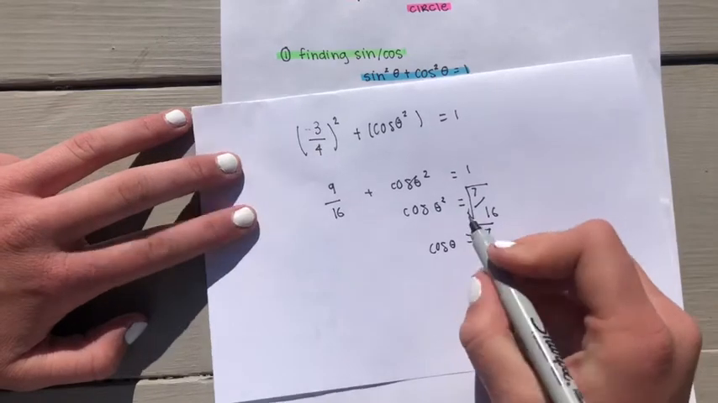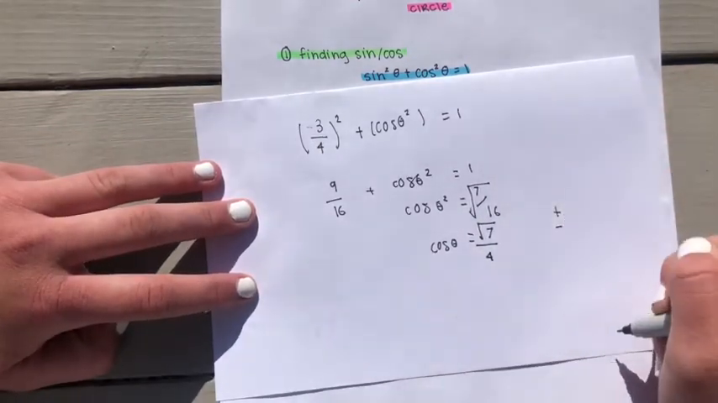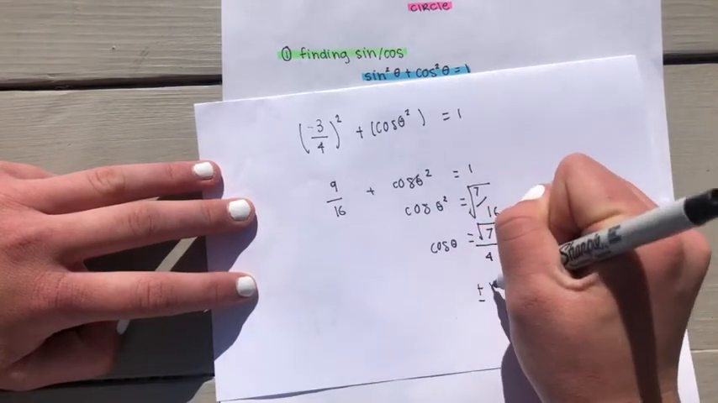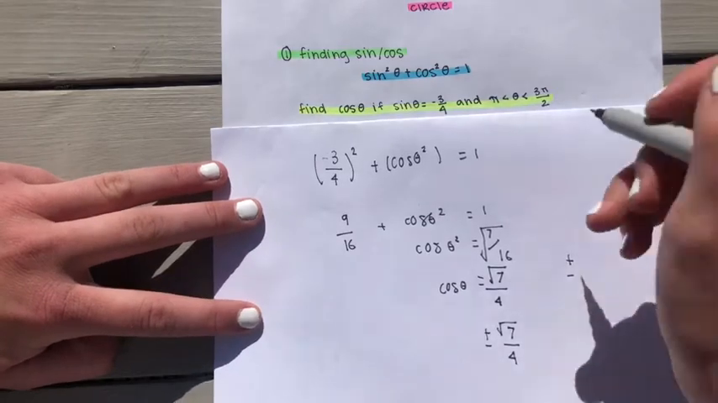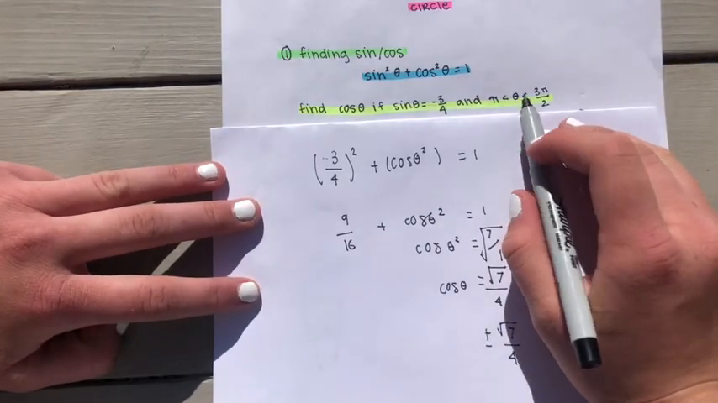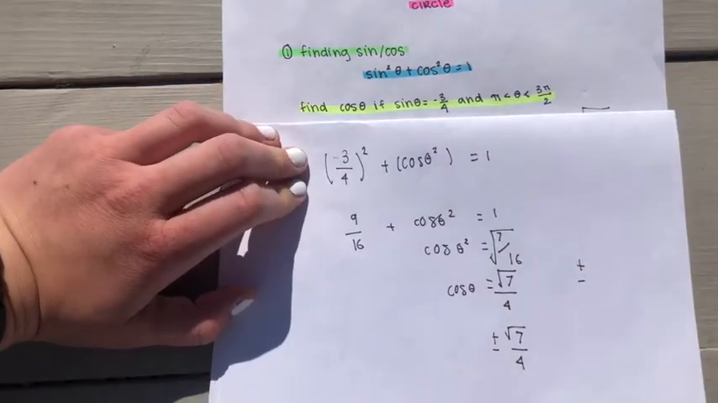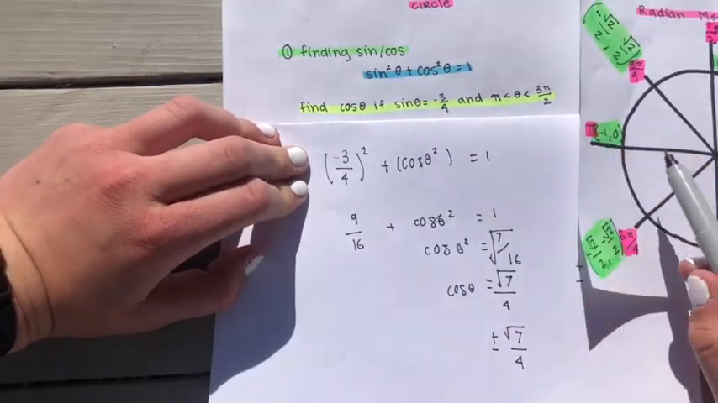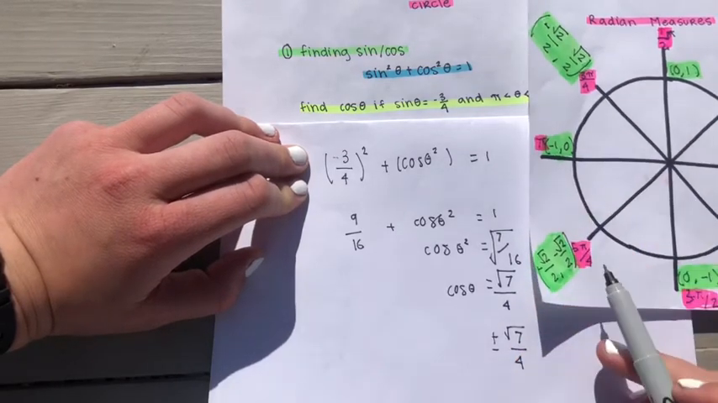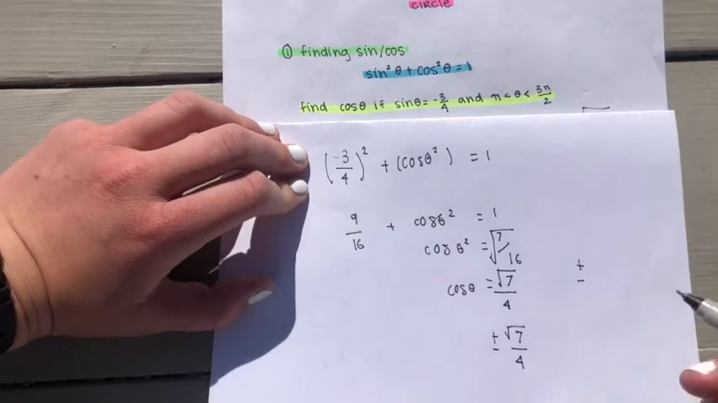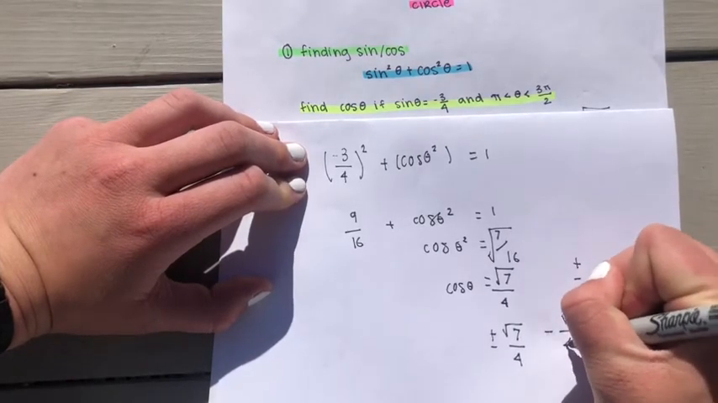4. Now, since the square root of 7 over 4 is a square root, it can either be plus or minus. So we have to make sure to put plus or minus the square root of 7 over 4. But then we go back to what it says over here. It says that theta is in between pi and 3 pi halves. Okay, so then when we bring out the unit circle, we can see that between pi and 3 pi halves is in the third quadrant. And we know that cosine is negative in the third quadrant. So the answer is negative square root of 7 over 4.